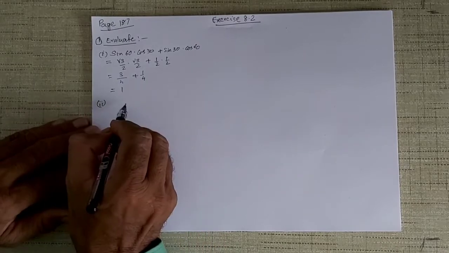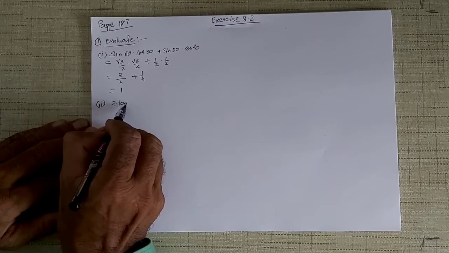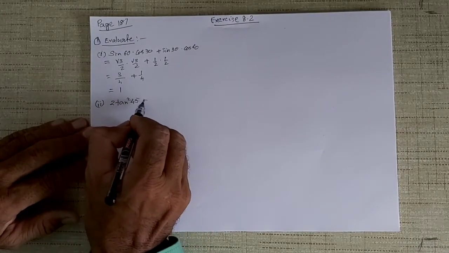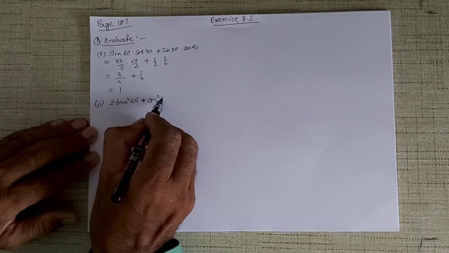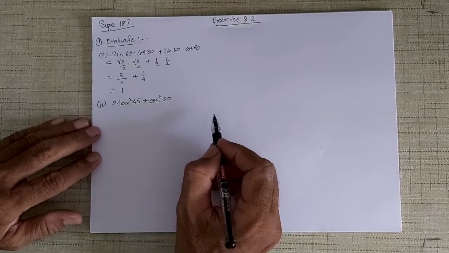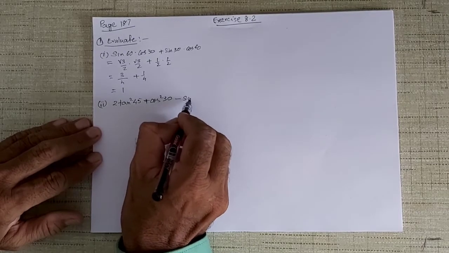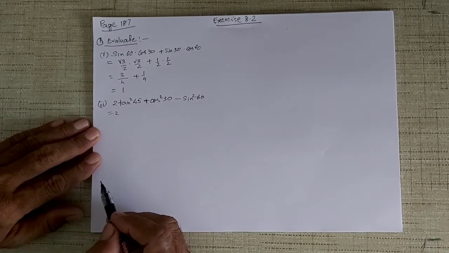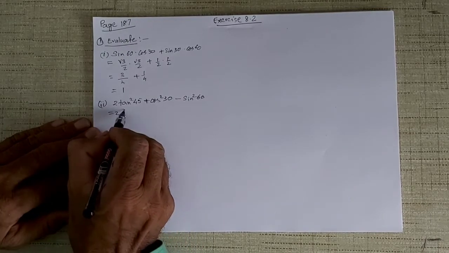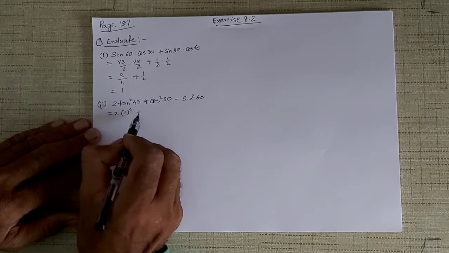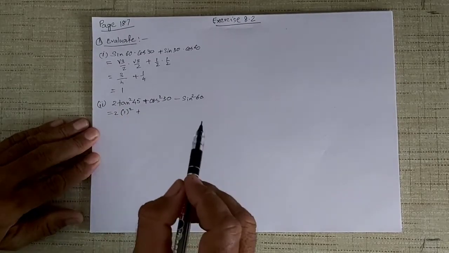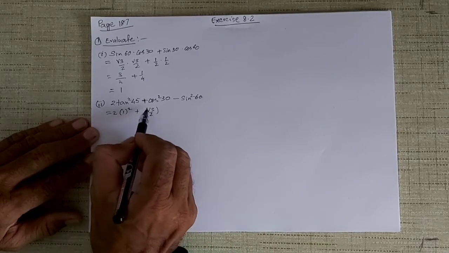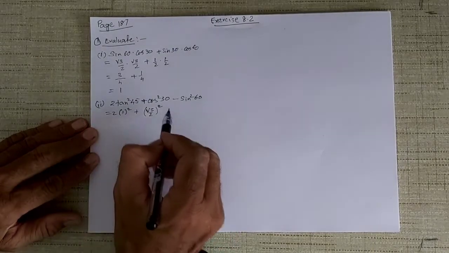The second one says 2 tan square 45 plus cos square 30 minus sine square 60. So 2 multiplied by tan square 45. Tan 45 is 1, so square of 1, plus cos square 30. Remember, cos 30 and sine 60 are the same. So this is root 3 by 2, and the square of that.